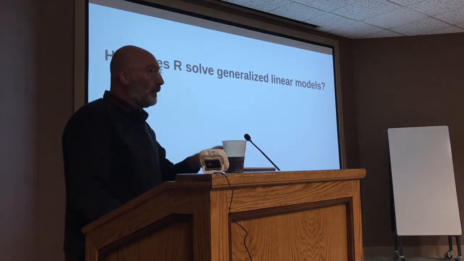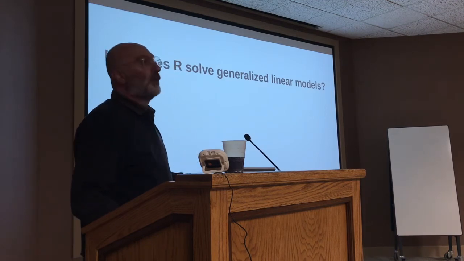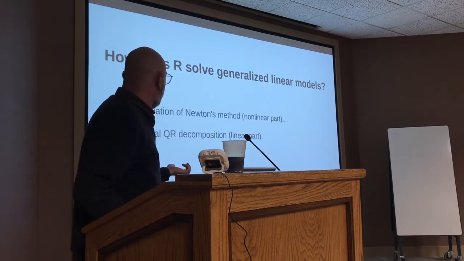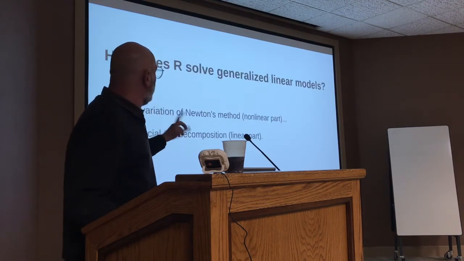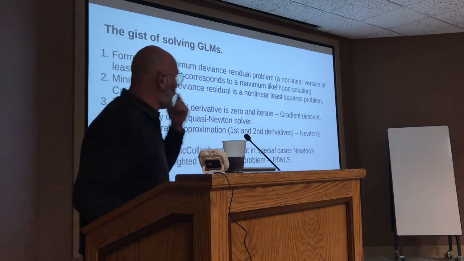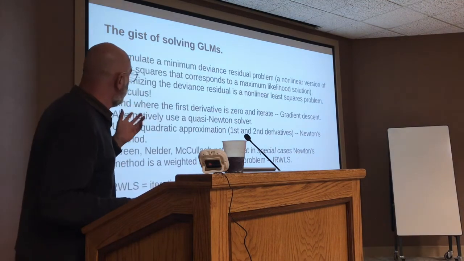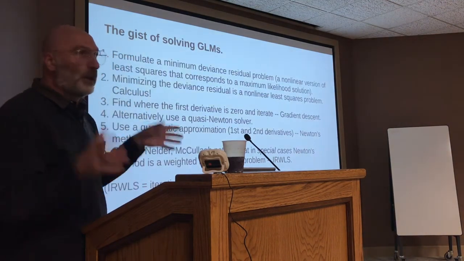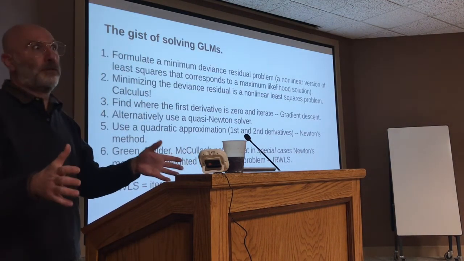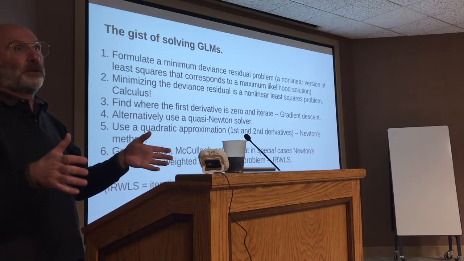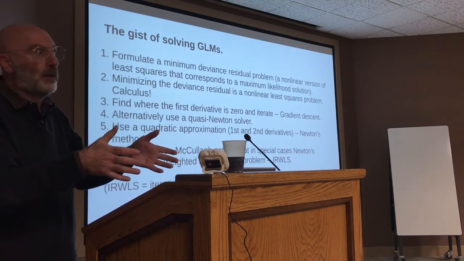So to solve a generalized linear model, first of all, what does it mean to solve a generalized linear model? This is kind of out of sequence. So here is the gist of what it means to solve a GLM. First of all, we have to formulate an optimization objective, similar to the least squares. We have to have something to shoot for, right?